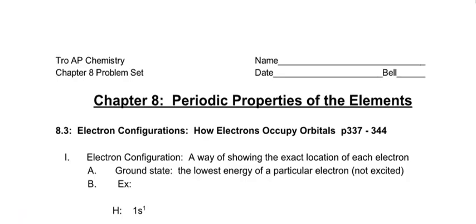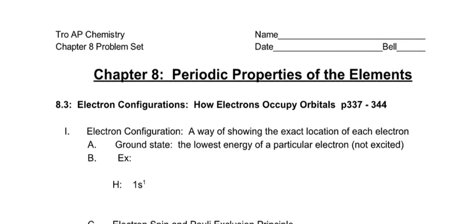So let's go back here again. Electron configuration is how electrons occupy their orbitals. It is a way to show the exact location of each electron. We're talking right now about the ground state. Do you remember before I ate my chocolate, I was in the ground state, the most stable configuration. I am not excited to go to a higher energy level. So it's the lowest possible energy of a particular electron, the one that is not excited.